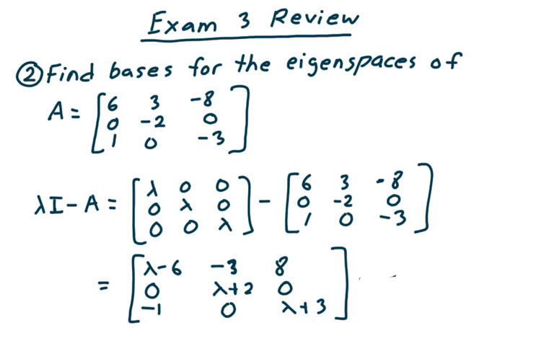0, negative 3. Now, lambda I minus A is equal to the matrix lambda, 0, 0, 0, lambda, 0, 0, 0, lambda, minus the matrix 6, 3, negative 8, 0, negative 2, 0, 1, 0, negative 3. And this is equal to the matrix lambda minus 6, negative 3, 8, 0, lambda plus 2, 0, negative 1, 0, lambda plus 3.